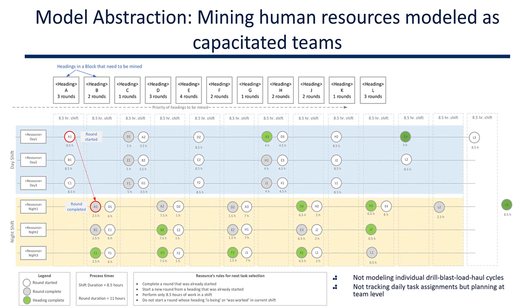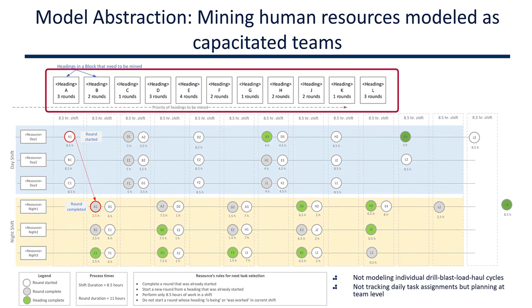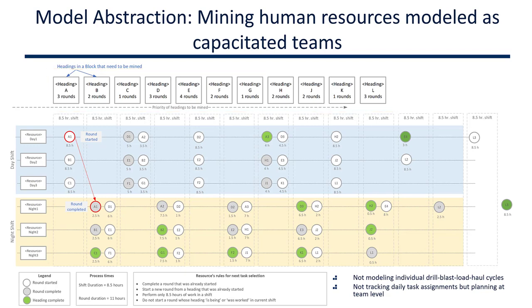Here each block has a number of headings that needs to be mined. Mining of a heading is done in rounds. Some headings have 3 rounds, while others may have 2 rounds. Each block has a fixed number of mining teams assigned. In this example, we have 3 teams for the day shift and 3 for the night shift. Each round takes 11 hours to mine, but a shift is only 8.5 hours long.